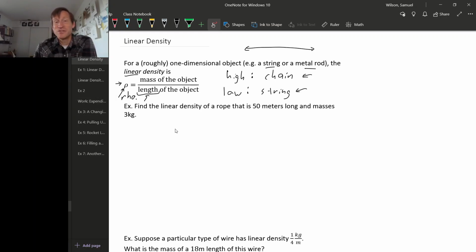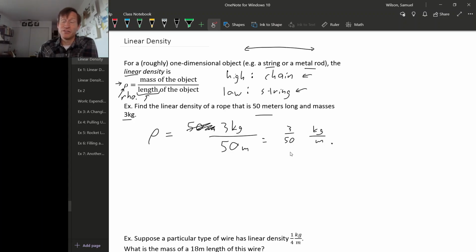Just to make sure that we understand how linear density works, let's find the linear density of a rope that's 50 meters long and 3 kilograms in mass. Using this formula, the linear density, rho, is 3 kilograms, the mass of the object, divided by the length of the object, which is 50 meters. So this is 3/50ths, and the unit is kilogram per meter. So this is saying for every meter of this particular kind of rope, it has 3/50ths of a kilogram of mass.